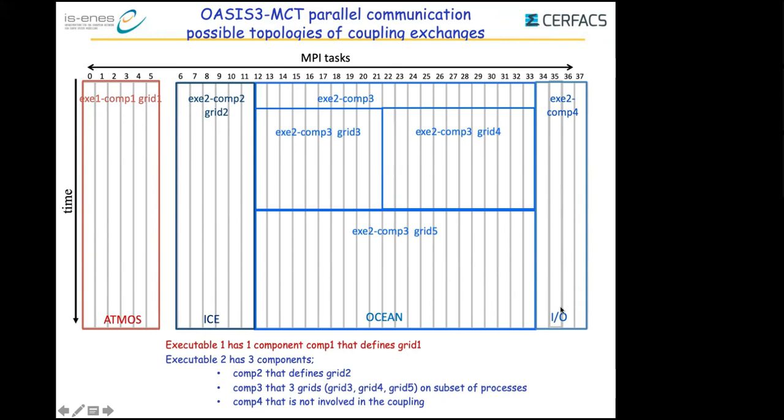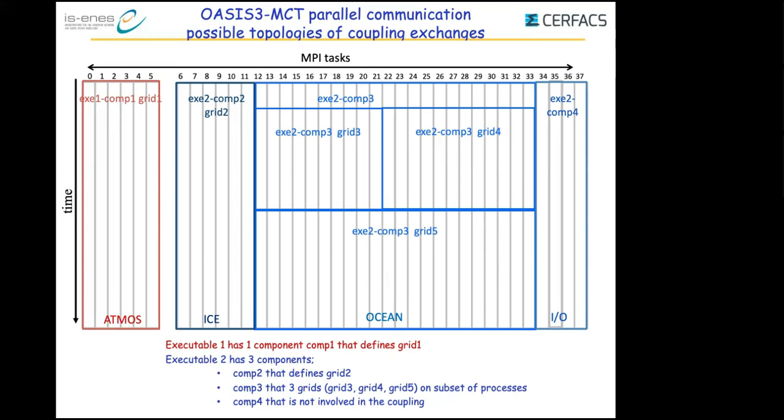And at the same time, you have, for example, a few tasks that are not doing any coupling and that are used to perform input-output. And even within one component, you can define different grids. Part of the code will, for example, use grid 3, which runs at the same time as other processes that will do something on some fields on grid 4, and then afterwards, all these processes will be used to run something on yet another grid.